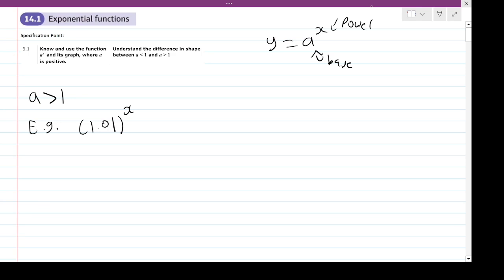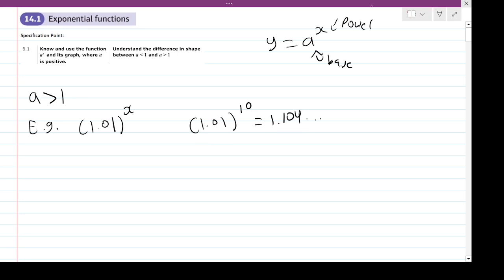So, firstly, what happens when x gets bigger? Okay, let's investigate that. What if we have 1.01 to the power of 10? If we did that, we get 1.104, blah blah blah. Nothing exciting, right? It's 1.1. It's got bigger though. It was 1.01, but when I times it by itself 10 times, it's 1.1 now.